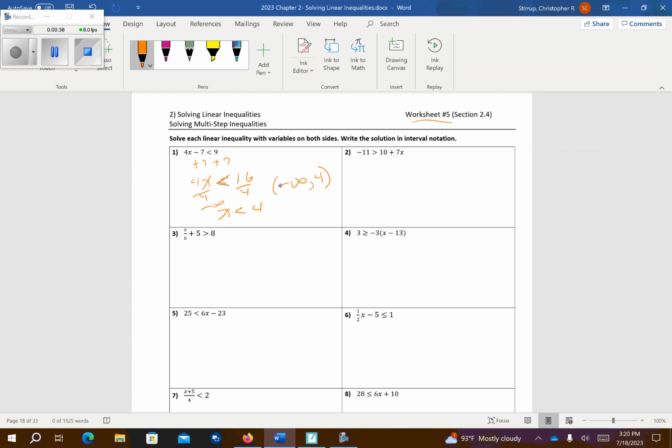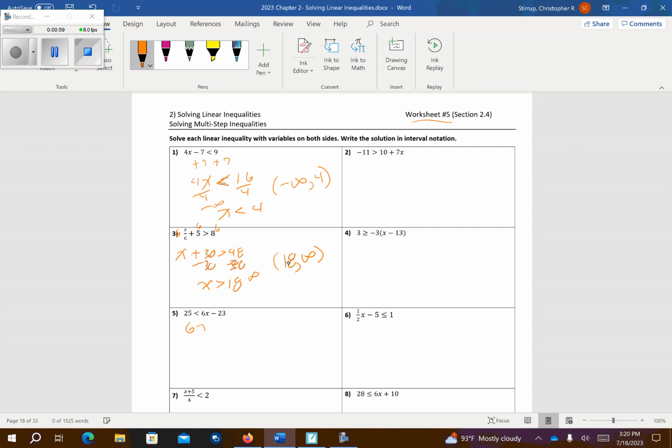Number 3, let's clear that fraction out of there. So let's multiply everything by 6. So x plus 30 is greater than 48. Subtract 30 from both sides. So x is greater than or equal to 18. So this is going to point to infinity, so it's going to go from soft bracket 18 to infinity, also a soft bracket.